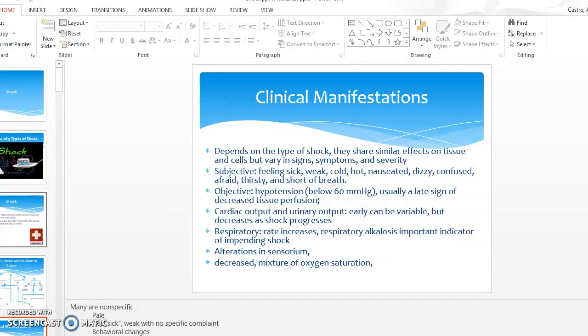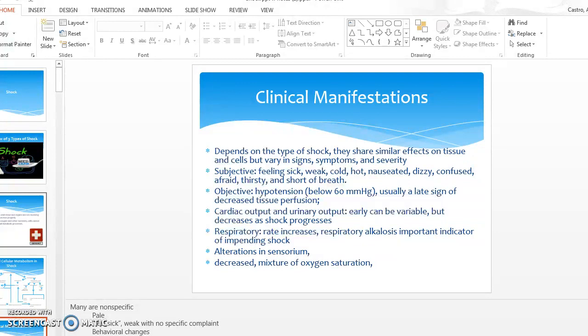And so initially we can compensate with a regular blood pressure, but our objective information that we're in a late sign of shock is going to be extreme hypotension. So we're talking about a systolic blood pressure below 60. Initially, our cardiac output and urinary output are going to be our first signs of shock. That's objective data, so we can keep an eye on our urinary output, because remember, that's going to be our biggest indicator of cardiac output, unless you have a catheter in them for hemodynamic monitoring. You're going to keep an eye on your urinary output.